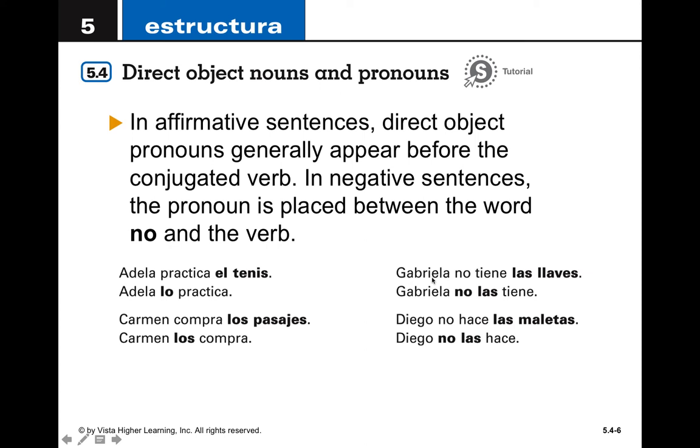Here we have a negated one. Gabriela no tiene las llaves. Gabriela no las tiene. Right, so then it goes in between the no and the verb. Carmen compra los pasajes. Carmen los compra. Los referring back to los pasajes. Diego no hace las maletas. Diego no las hace. All right, so for the negated.